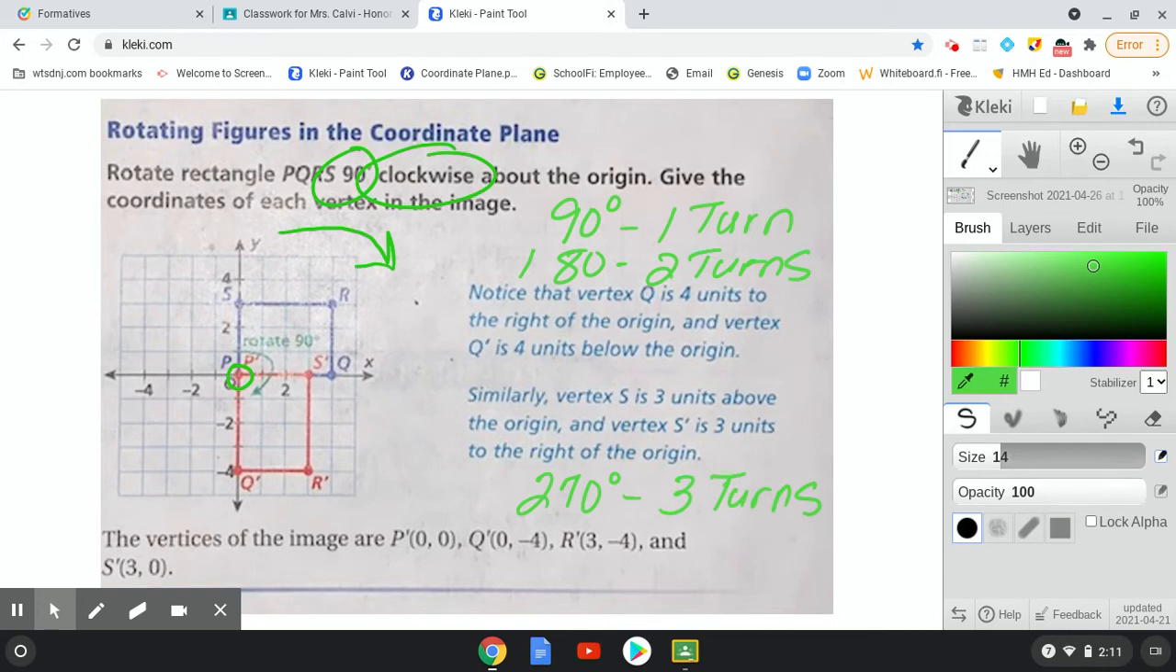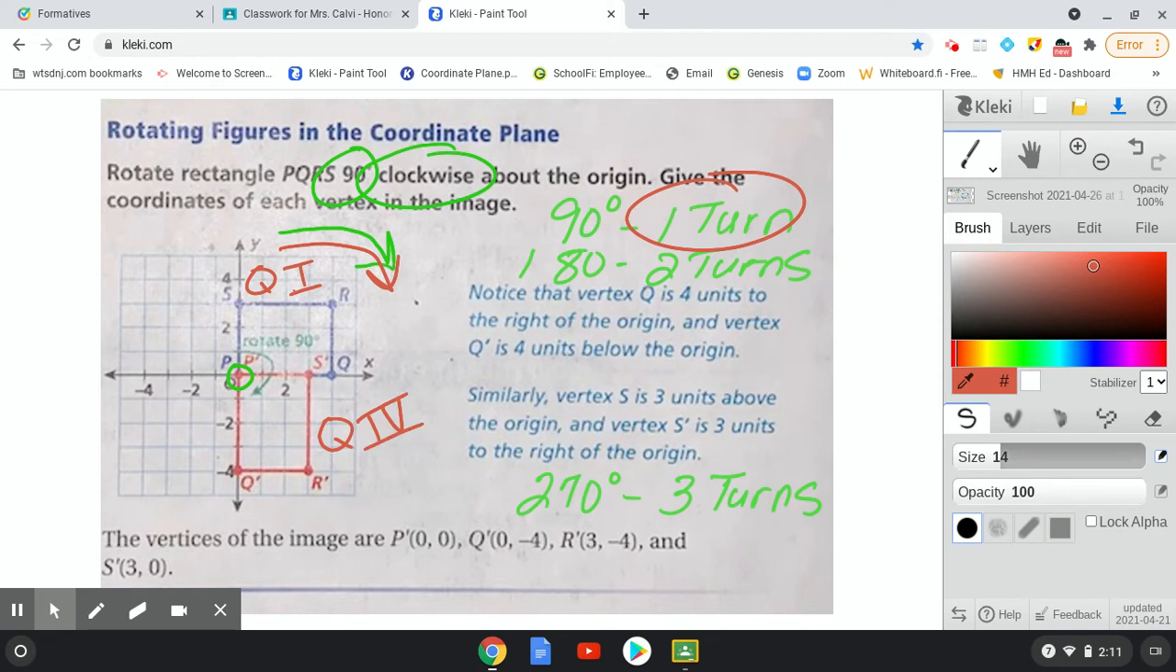Okay? So, again, the blue figure is my original figure, and they want us to rotate it 90 degrees clockwise. So 90 degrees is 1 turn going in the direction of the hands on the clock. So they already rotated it 90 degrees, and the new figure is the red rectangle here, okay? We know that because it has the prime marks. So it went from being in quadrant 1, right? Quadrant 1, rotating it 90 degrees clockwise, it landed in quadrant 4. Okay, so I'm going to show you what you would do.